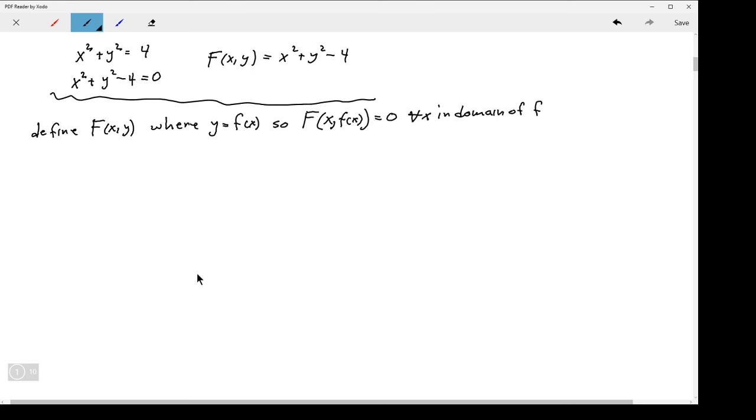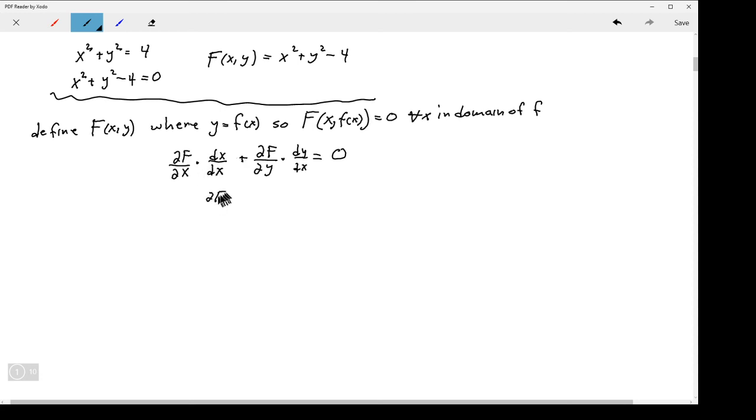All right, then when I differentiate both sides of this, I get the partial of F with respect to x times dx, plus the partial of F with respect to y times dy dx, equals the derivative of 0, which is 0. All right. So I can now take this equation, which is my formula, and I can solve it for dy dx. This is just 1.